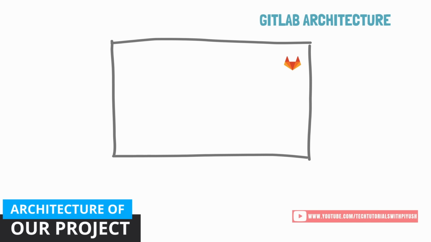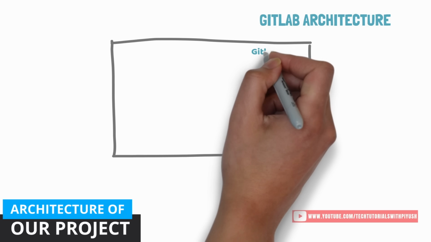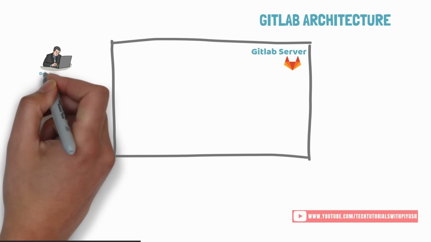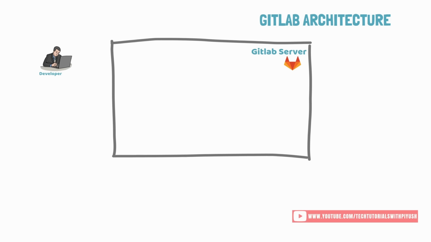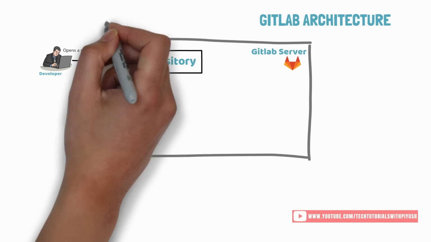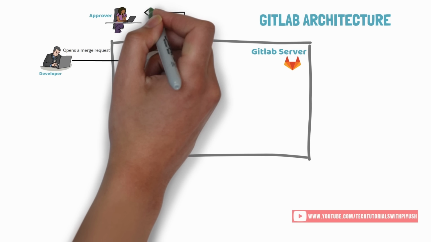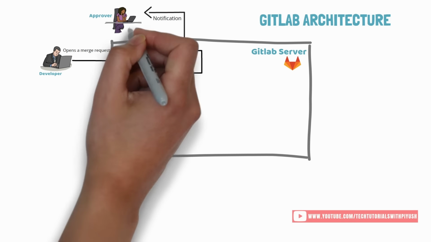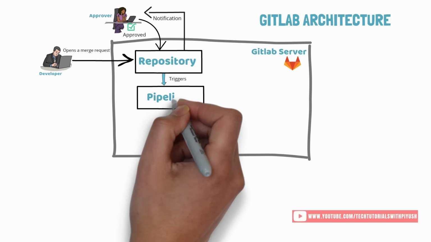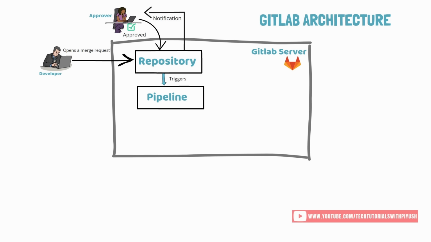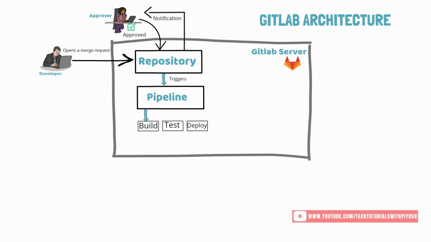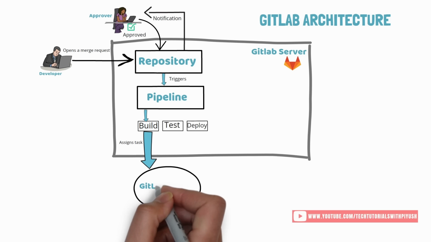We have a GitLab server hosted as a SaaS offering or as an IaaS service on our cloud infrastructure. Let's say we have a developer who creates a merge request in a project repository to merge his code into the deployment branch. Approver gets notified about the merge request. He reviews it and approves it. Once it is approved, it triggers a GitLab CI/CD pipeline, which has 3 stages: build, test, and deploy, which in turn triggers the first stage, which is build.